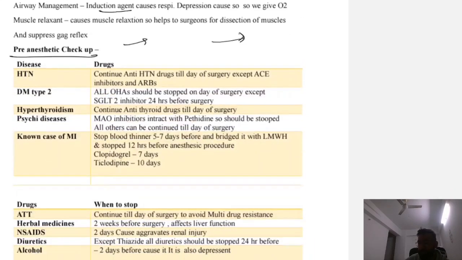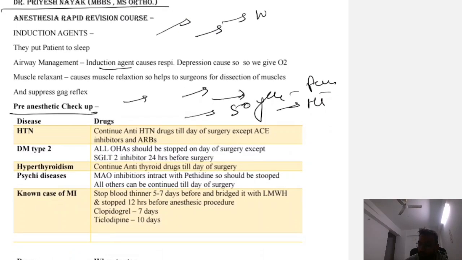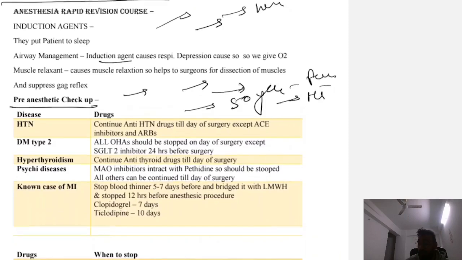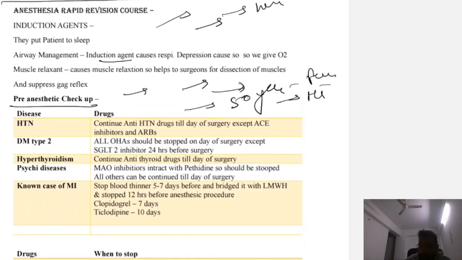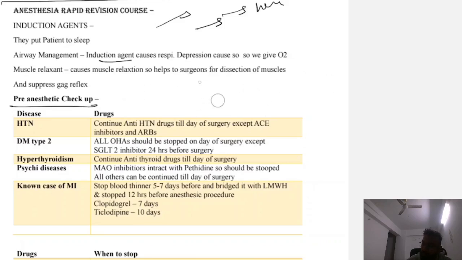Okay, so now a patient is 50 years of age, having a femur fracture, and he is taking an antihypertensive drug. So what is the protocol for a patient who is taking an antihypertensive drug? What is the protocol of giving anesthesia? And what is the protocol for the drugs? Should the antihypertensive drug be stopped or not? So let's talk about the pre-anesthetic checkup.